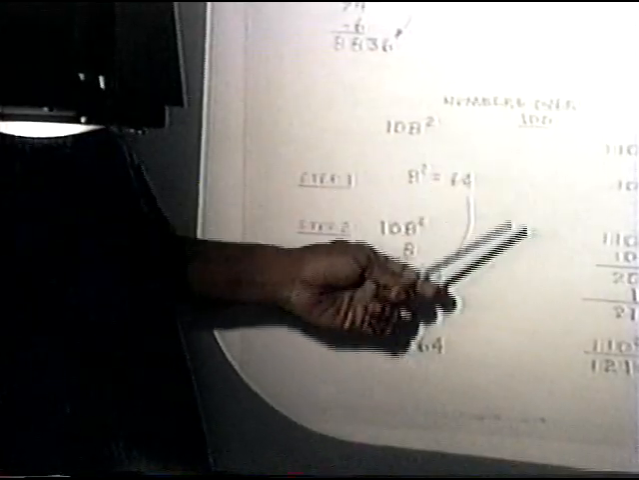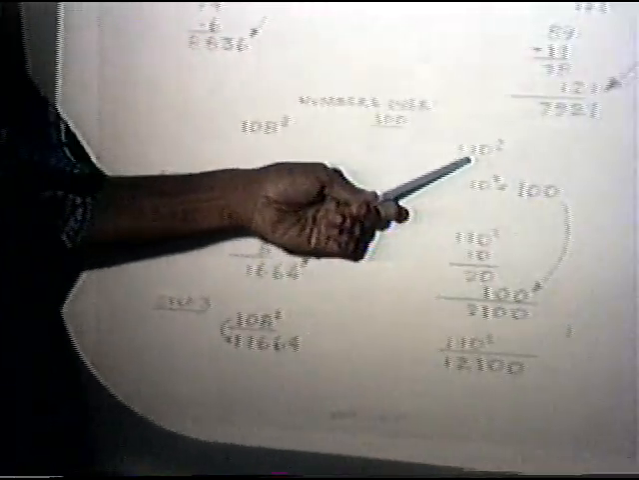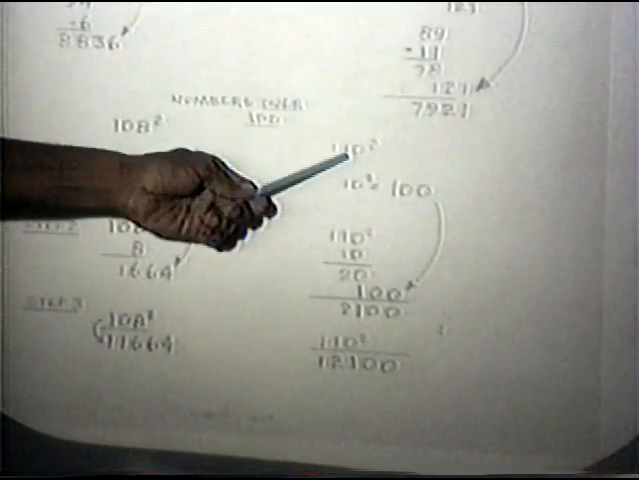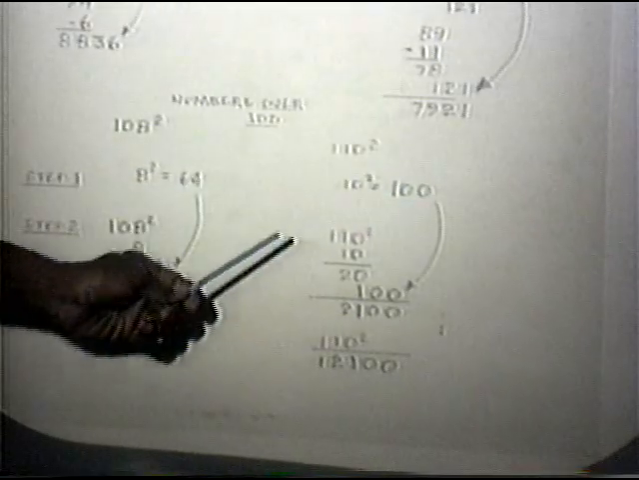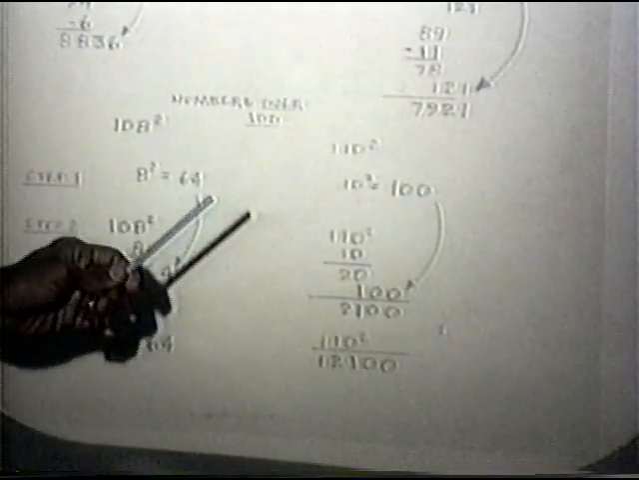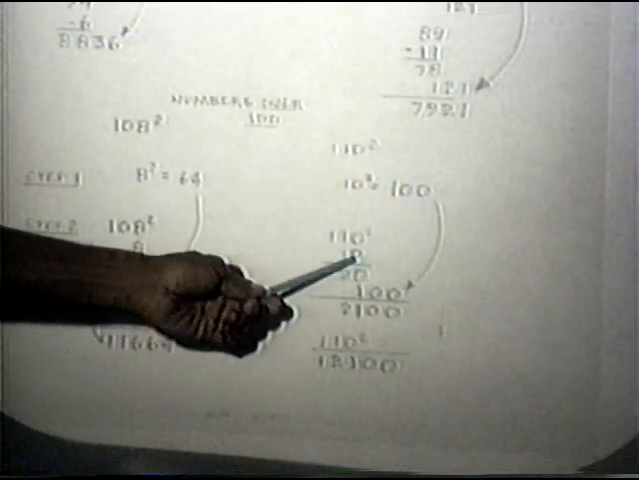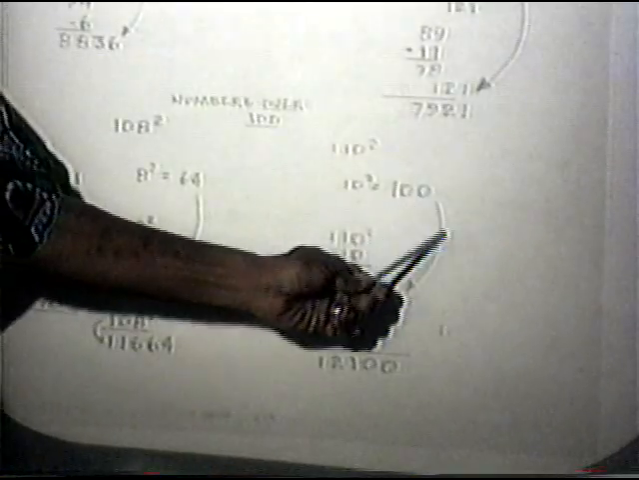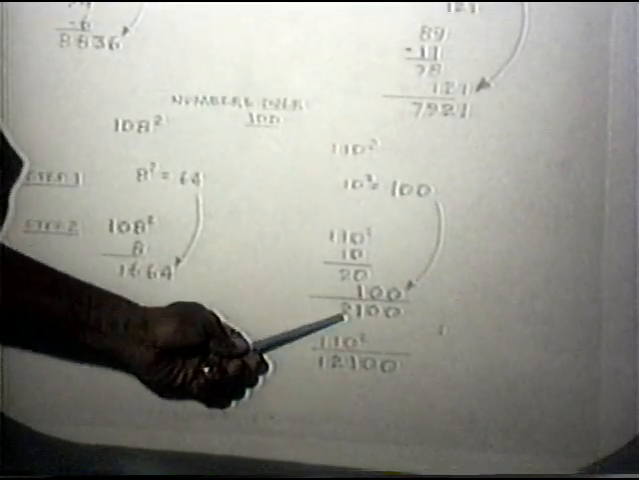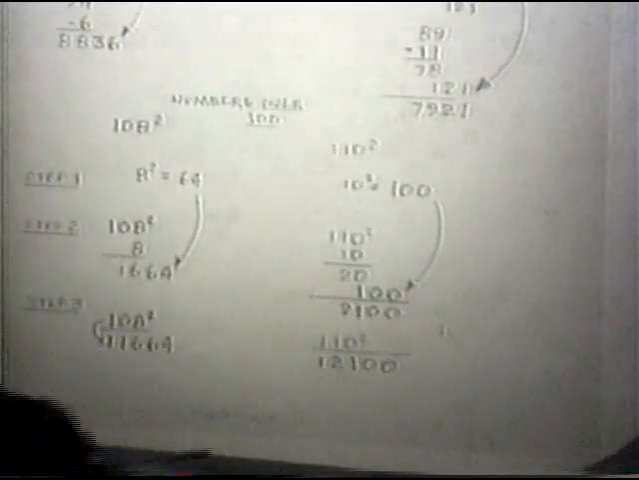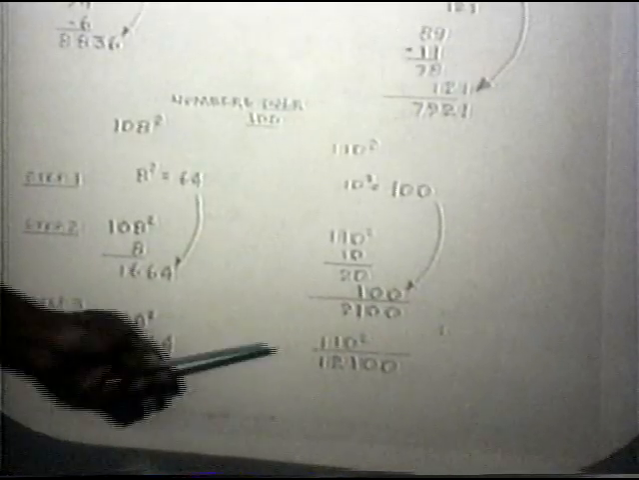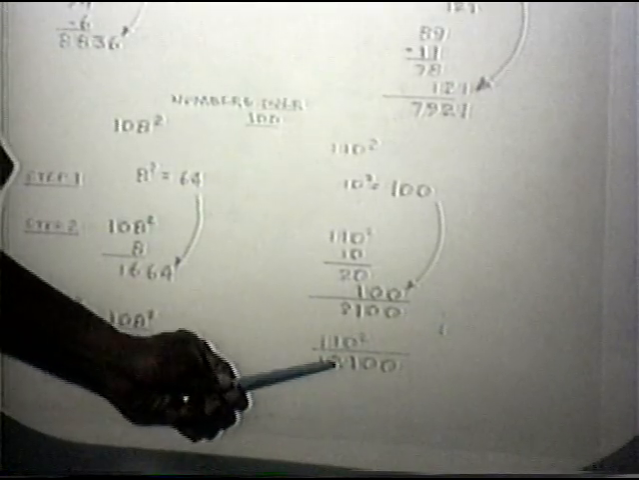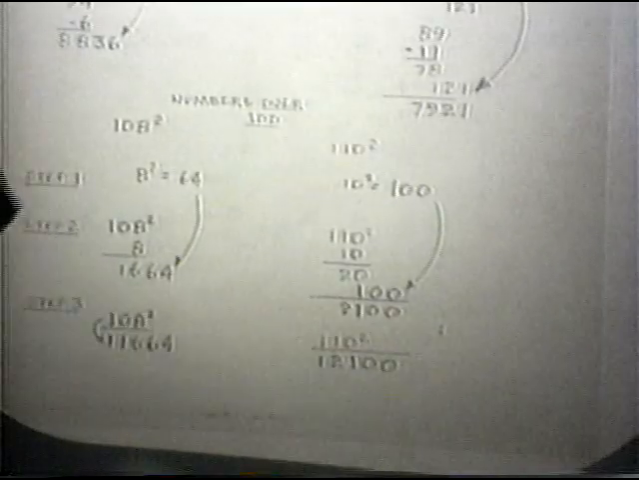These are numbers over 100, mind you. What is the square of 110? What is 110 times 110? That's the question. We take the 10, we square the 10 and get 100. Right? That's our first step. The second step is we add the 10 to the 110. We get 120. We bring down the 100. We add it to the 20. We get 2,100. Our third step is we bring down the 1. The square of 110 is 12,100.